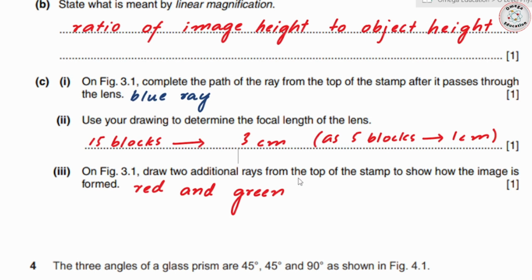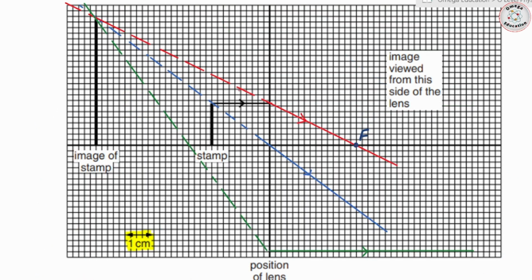Draw 2 additional rays from the top of the stamp to show how the image is formed. So I've drawn 2 rays. One of them is the red one, and there's another one, green. This point is also focal length. How do we know? 15 blocks from the right, 15 blocks from the left, both would be f. 15 blocks further to the right would be 2f. 15 blocks further to the left would be 2f on both sides. Then if a ray is approaching the lens after coming from the principal focus, it becomes parallel to the principal axis. This is the third property that we study. So I drew all 3 rays for this one.